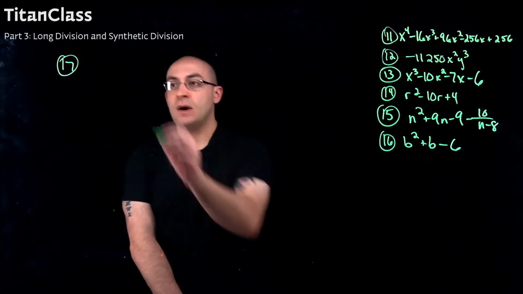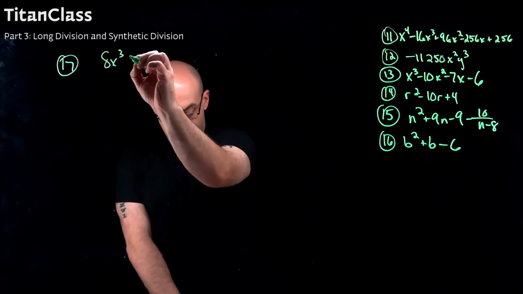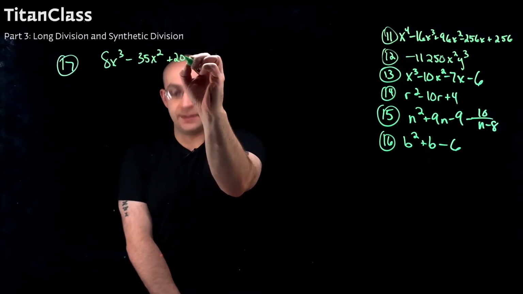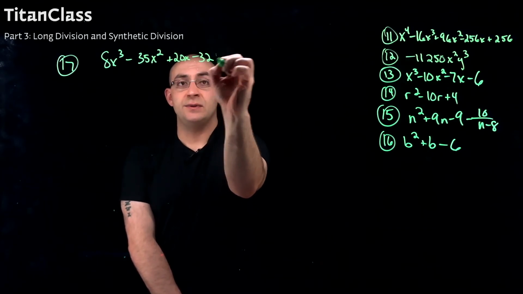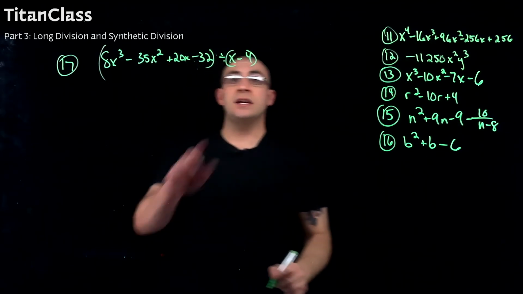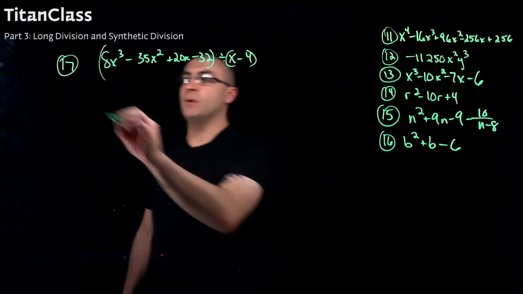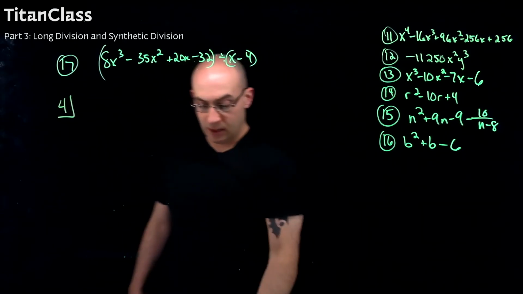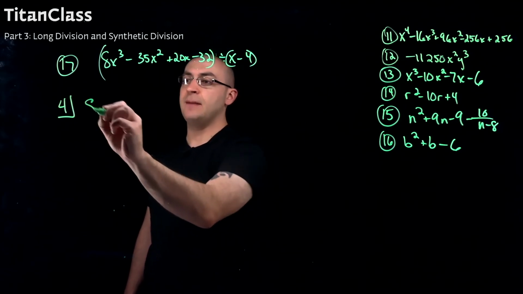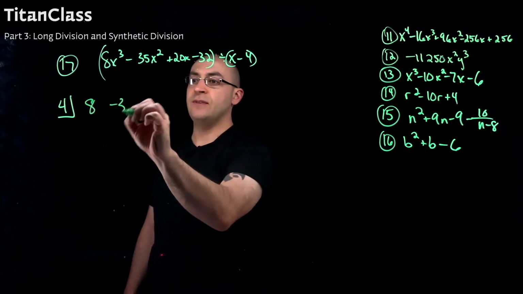Okay, so I have 8x to the third minus 35x squared plus 20x minus 32 divided by x minus 4. Okay, synthetic division says I need the opposite sign of this, so it's positive 4. And that goes in my balcony. Now, I'm going to put the coefficients in order of the exponents. So the third exponent has an 8. The second exponent is a negative 35.